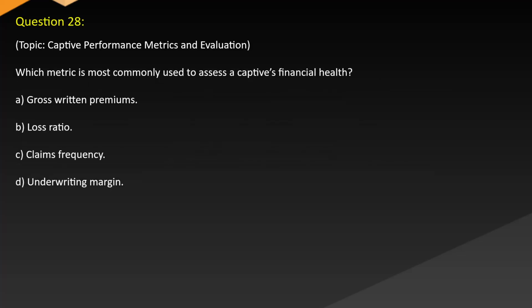Question 20. Topic: Captive performance metrics and evaluation. Which metric is most commonly used to assess a captive's financial health? A. Gross written premiums. B. Loss ratio. C. Claims frequency. D. Underwriting margin.